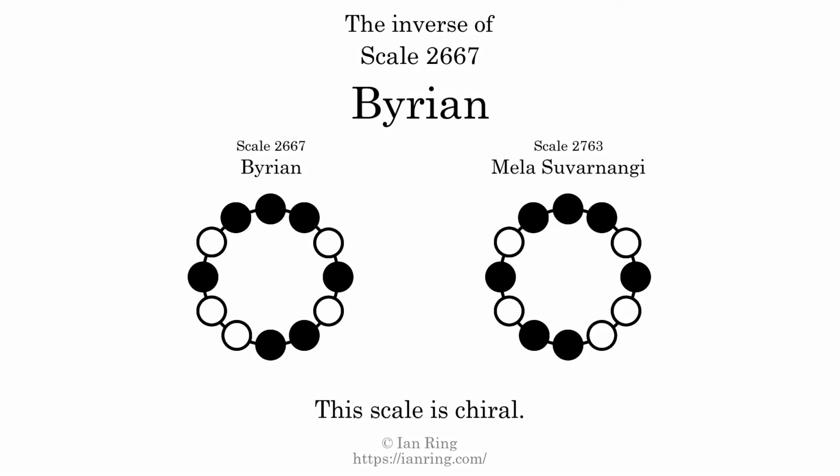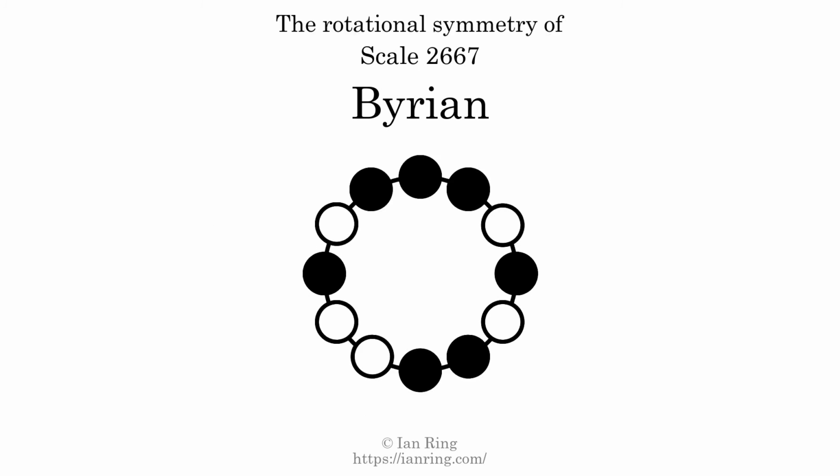The inverse of a scale is a mirror image. It is what you get when the sequence of intervals is reversed. The inverse of this scale is scale 2763, also known as Mila-Suvanangi. This scale is chiral. It cannot transform into its inverse by rotational transformation. This scale has no rotational symmetry.